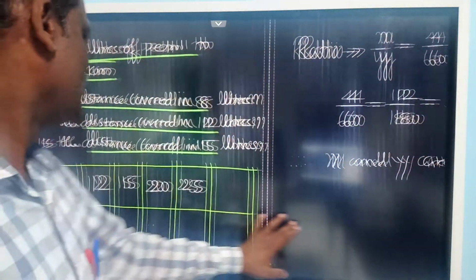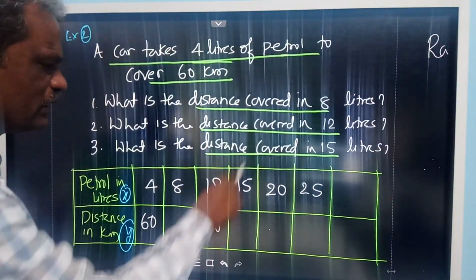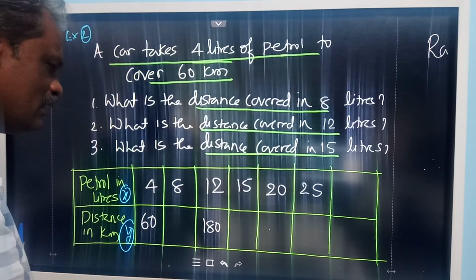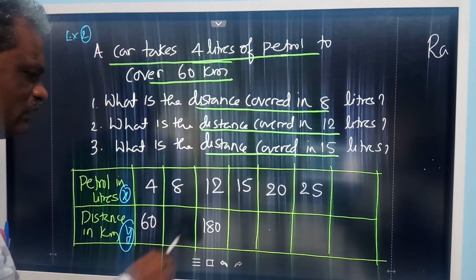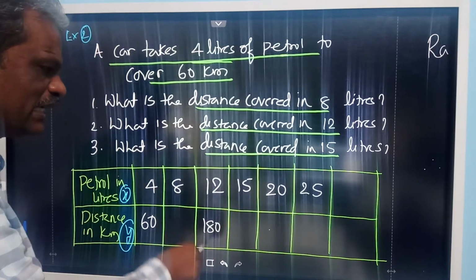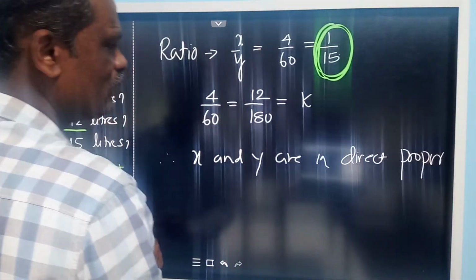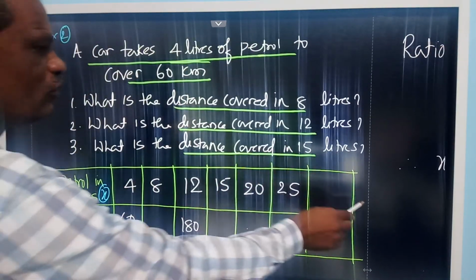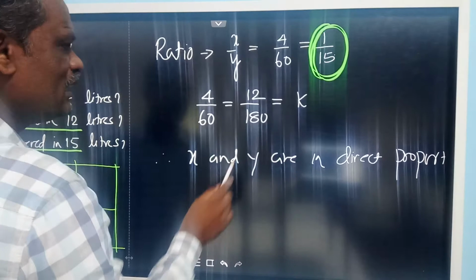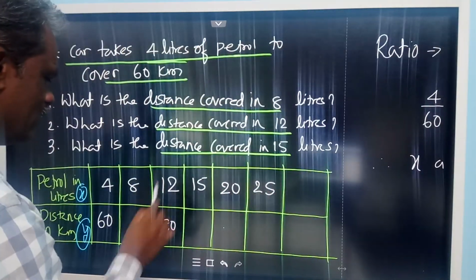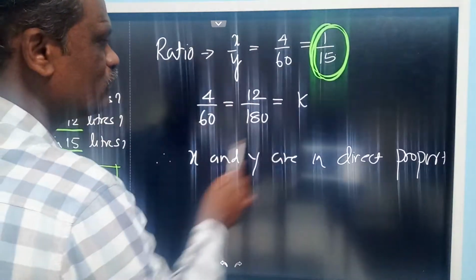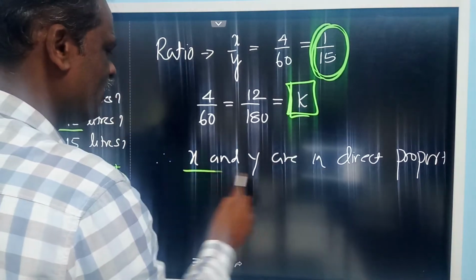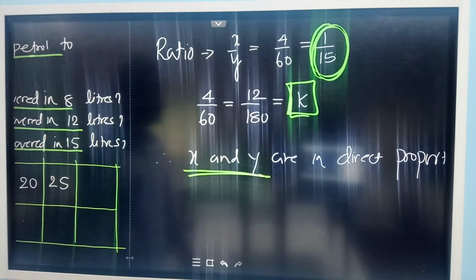1 by 50. So whichever ratio you are taking, you can call these x1, y1, x2, y2, x3, y3. Then the same answer should come everywhere. So 4 by 60 is 1 by 50, and 12 by 180 also should be equal to 1 by 50. It is equal to some constant value. Therefore we say that x and y are in direct proportion.